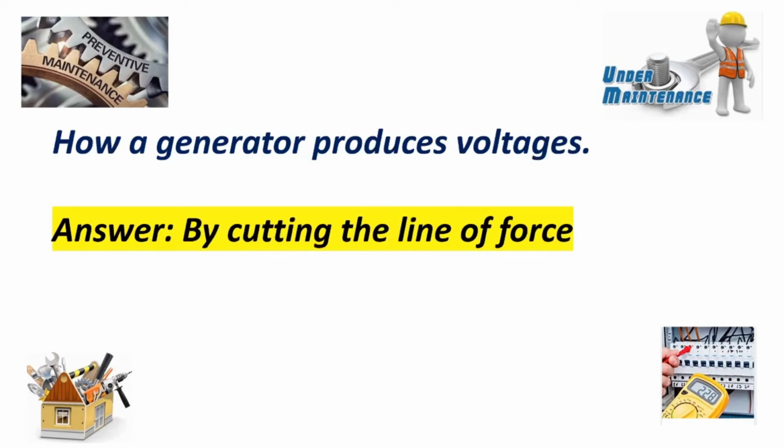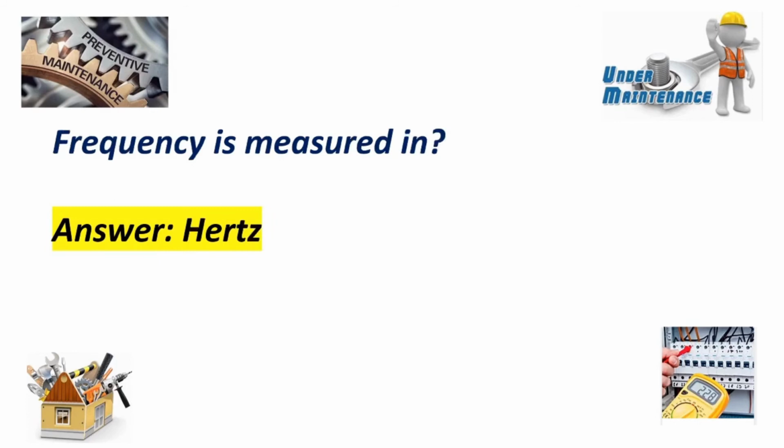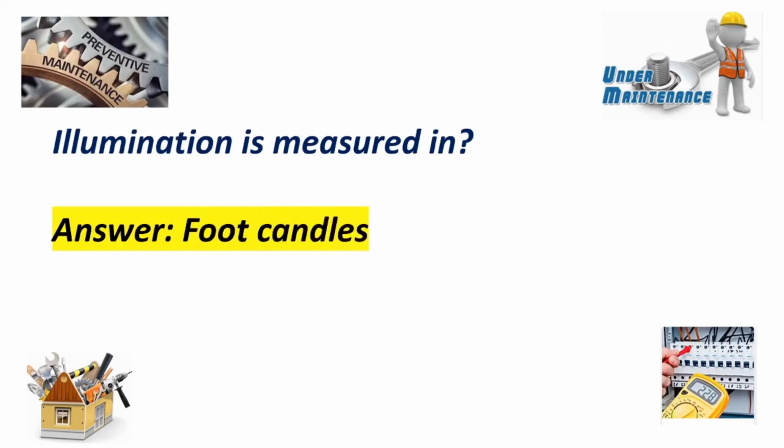How does a generator produce voltage? Answer: by cutting the line of force. A power factor is equal to. Answer: true power divided by apparent power. Frequency is measured in. Answer: Hertz. Illumination is measured in. Answer: foot candles.